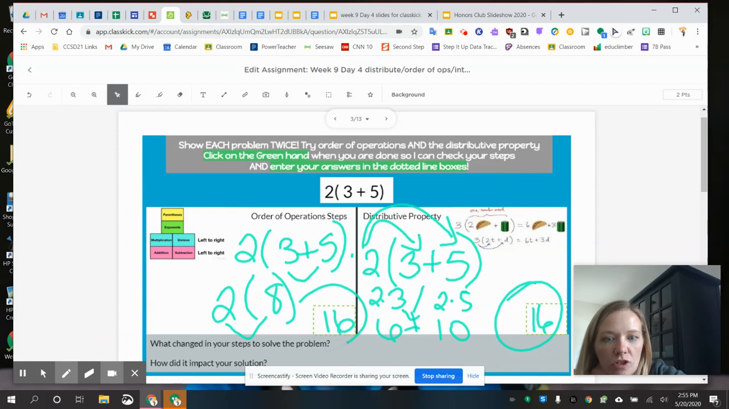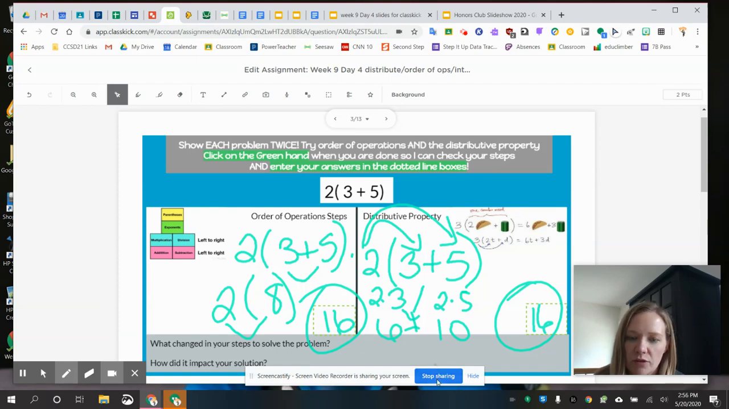These 2 numbers should always be the same number. You were solving the same problem. And if you're following, whether you're doing distributive property or order of operations, if you're doing them accurately, you should be getting the same answer to the same problem. Okay, the last part of the slide is what changed in your steps to solve the problem. So in this problem, I added first, and this problem I multiplied first, and how did that impact your solution? It should not ever. Okay, I hope that's helpful, guys.